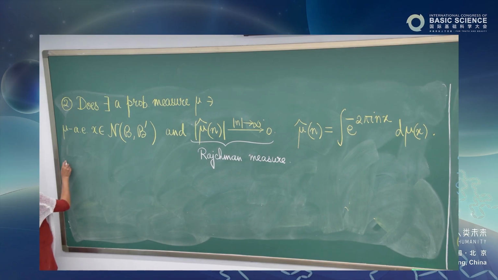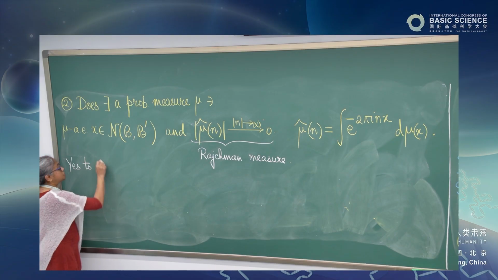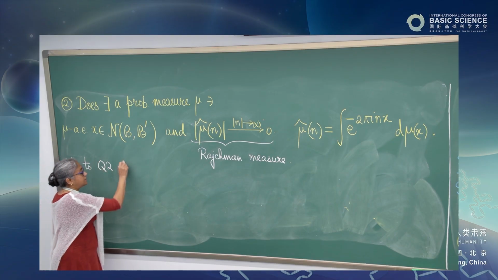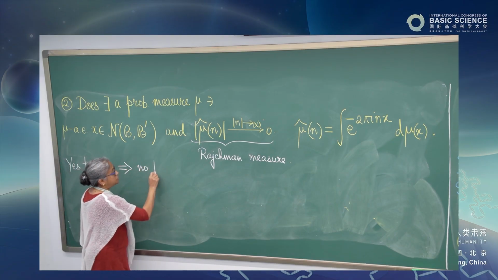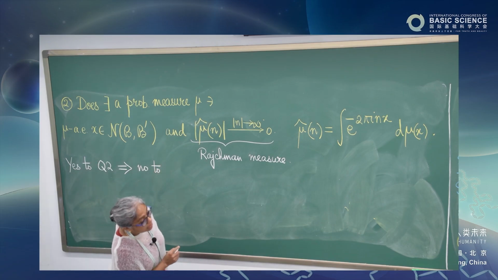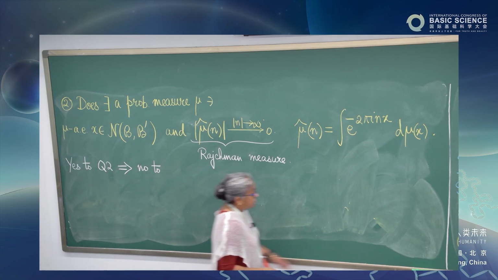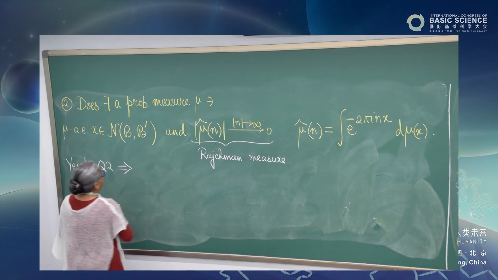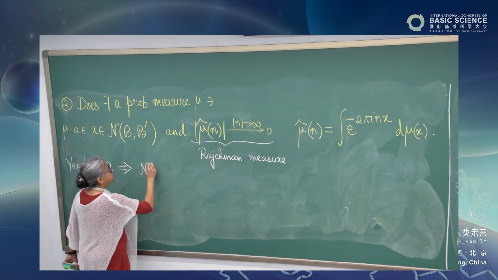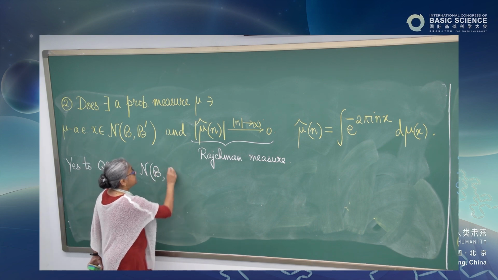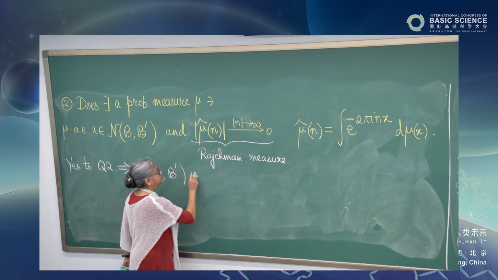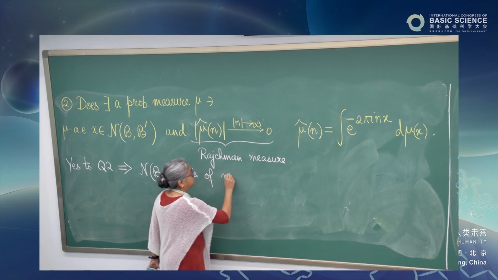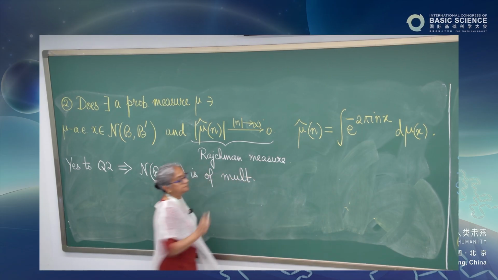It was known that a yes to question 2 implies, when I say no, I should specify, implies that N(B)\N(B') is not of unique multiplicity. Okay.